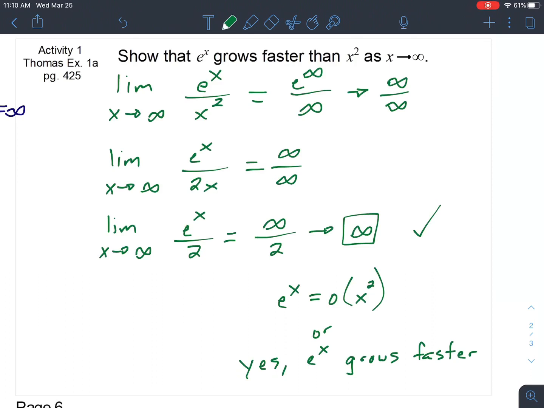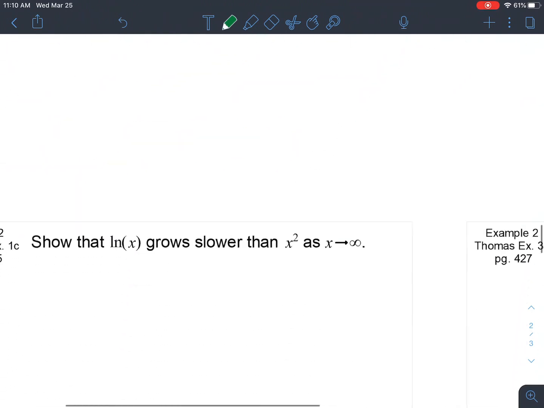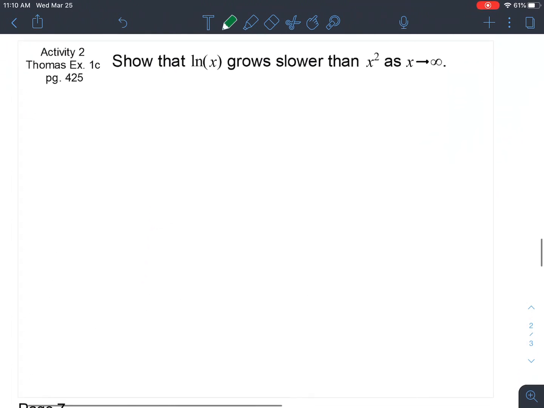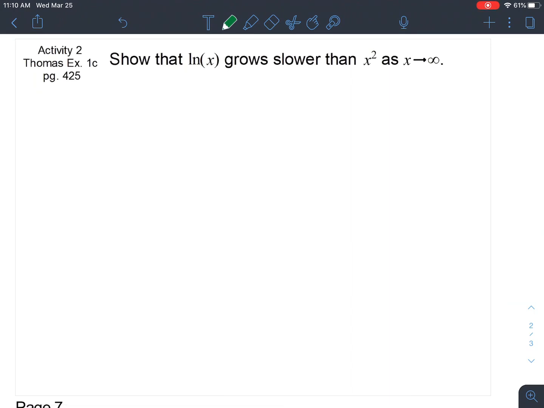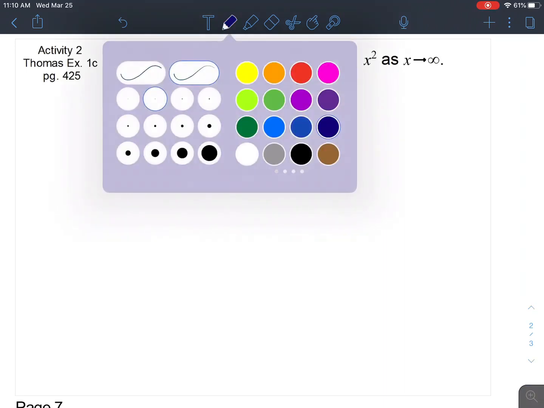All right. Now what I want you to do is this one as well, show that natural log of x will grow slower than x squared as x goes to infinity. So once again, pause the video. When you are done, start it up again, and I will show you how to do this question.